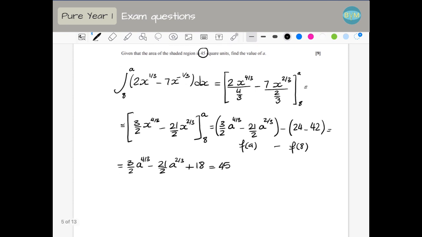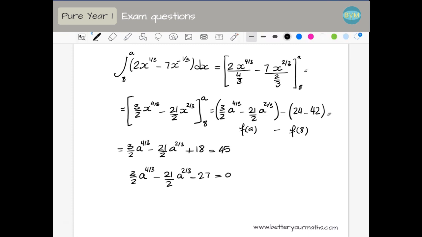So I can write the equation as 3/2 A to the power of 4/3 minus 21/2 A to the power of 2/3, and then plus 18 minus 45 is minus 27, equals 0. I have to solve this equation to find A. I know it looks a bit complicated at first sight.